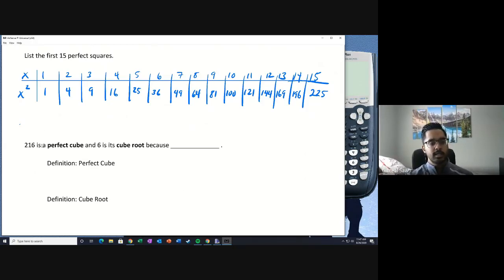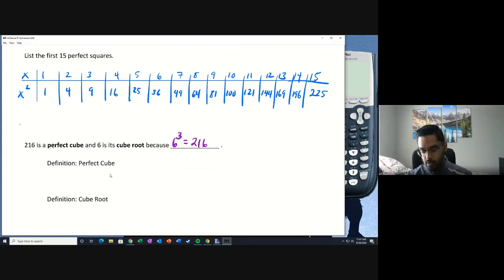So 216 is going to be a perfect cube. 6 is its cube root because, so there's another way we can relate those two numbers, and we can say that 6 cubed is 216. So if I take 6 and multiply by itself 3 times, that'll give me 216. This isn't saying 6 multiplied with 3 is giving me 216. Remember what that exponent actually means. It means you're taking that base, multiplying by itself 3 times, okay?